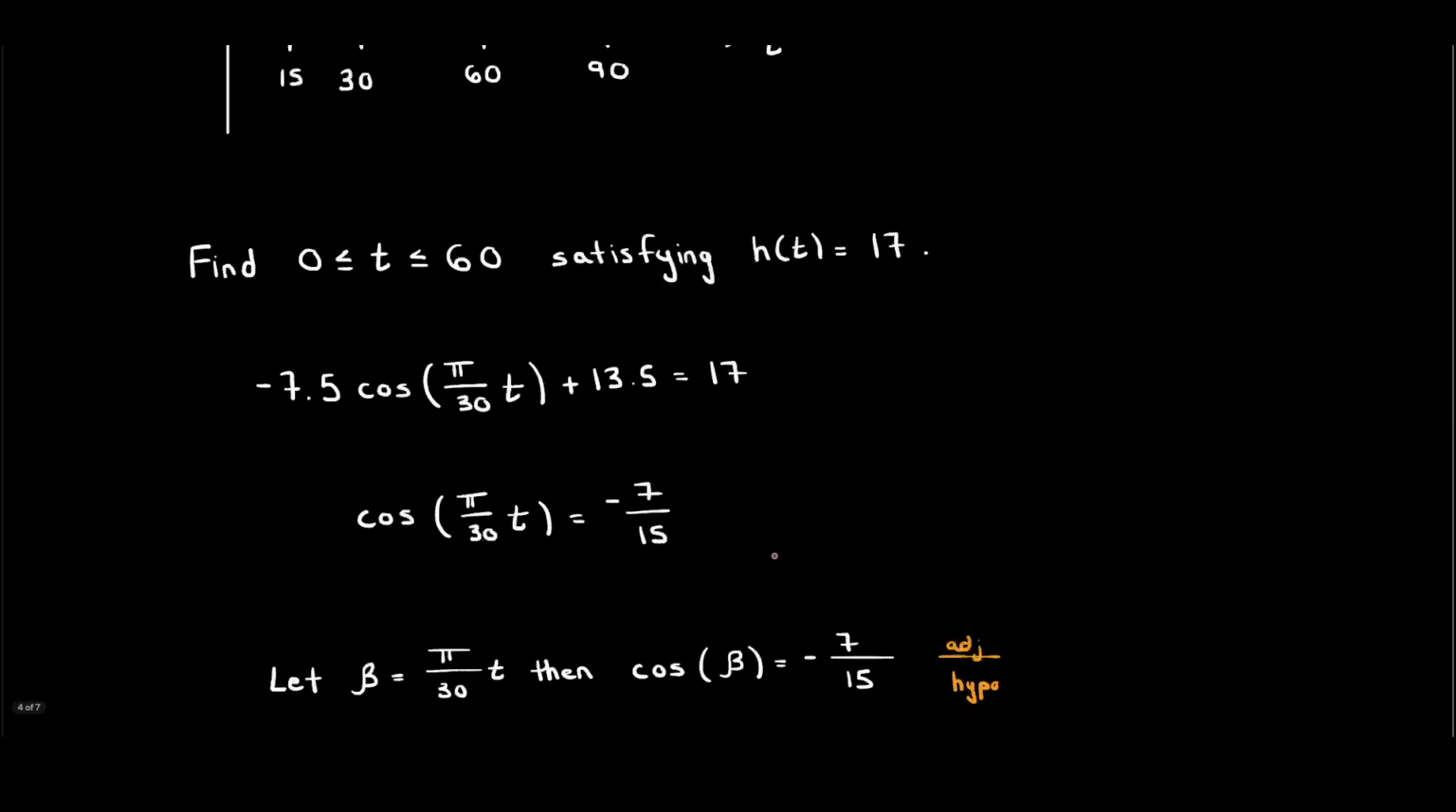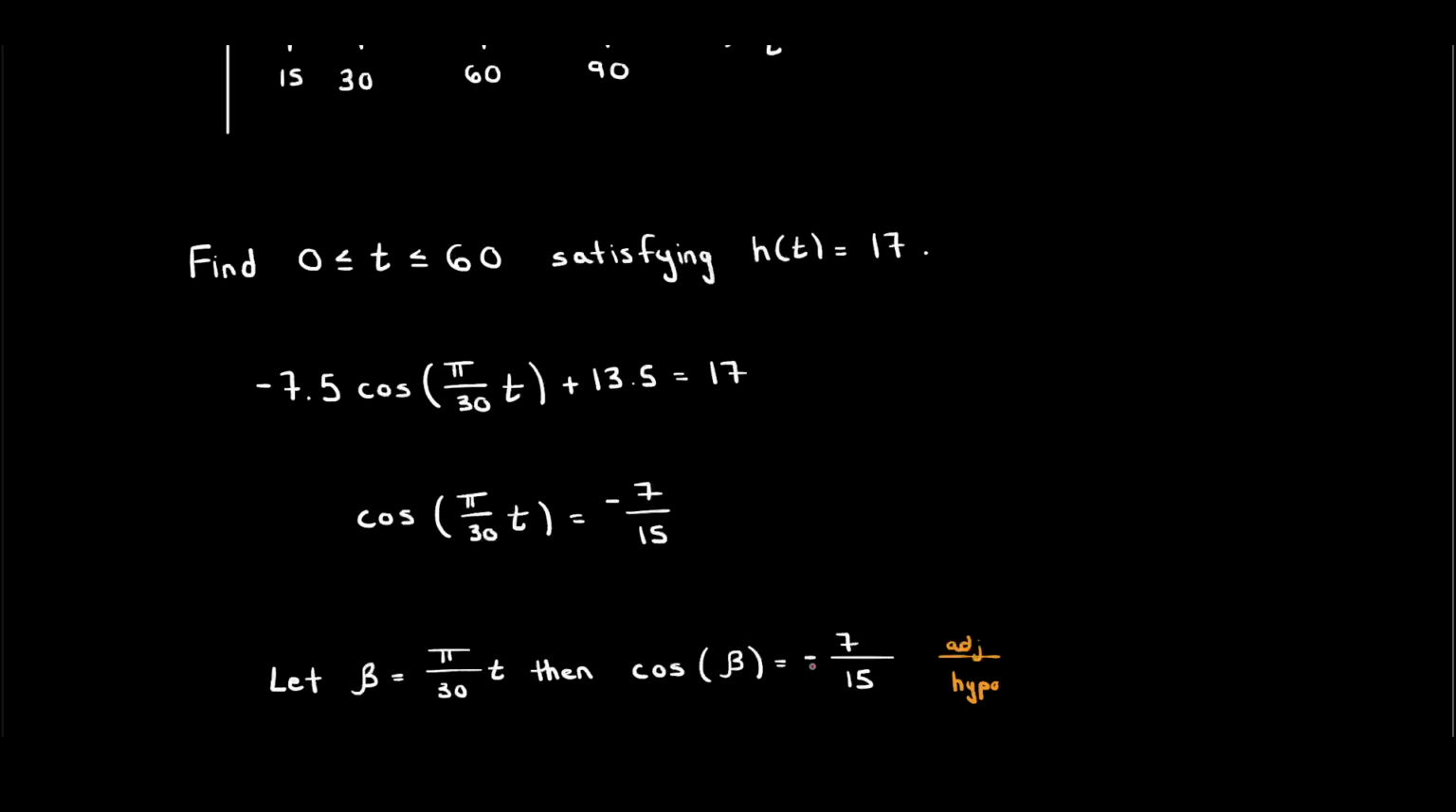And so again, we have to solve a trigonometric equation. This time we are solving this equation. To isolate for t, we need to subtract both sides by 13.5 and then divide by negative 7.5 to get this equation. Now what we'll do is introduce a variable, let's call it beta, to represent this inside argument. So beta is equal to pi over 30 t. And then we have a simpler equation to look at. Cosine of beta is equal to negative 7 over 15.